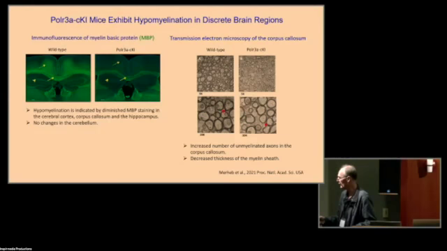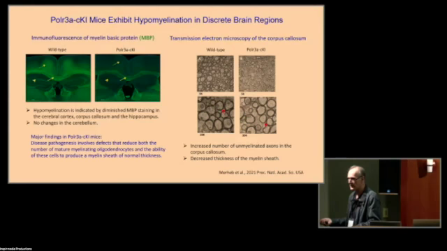So there are really two major findings that have come out so far of the studies on this particular model, and they're indicated here. That the disease pathogenesis involves defects that reduce both the number of mature myelinating oligodendrocytes and the ability of those cells to produce the myelin sheath at normal thickness. And I haven't shown you all of the data to support that point, but we have it, and it's in fact published in this article that we reported last year.